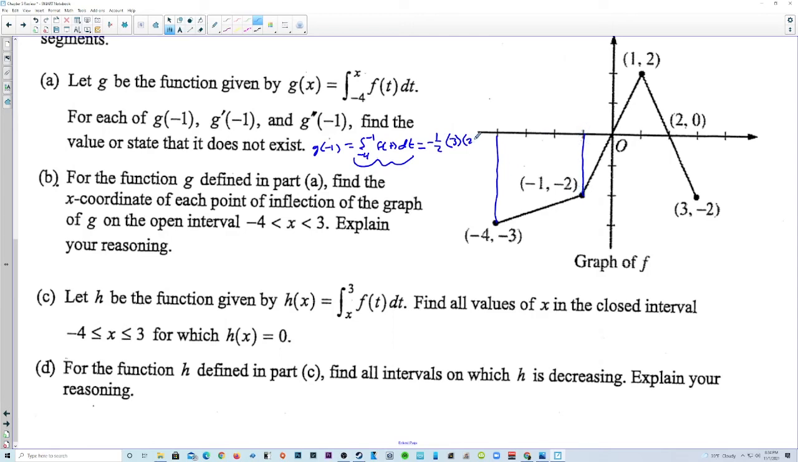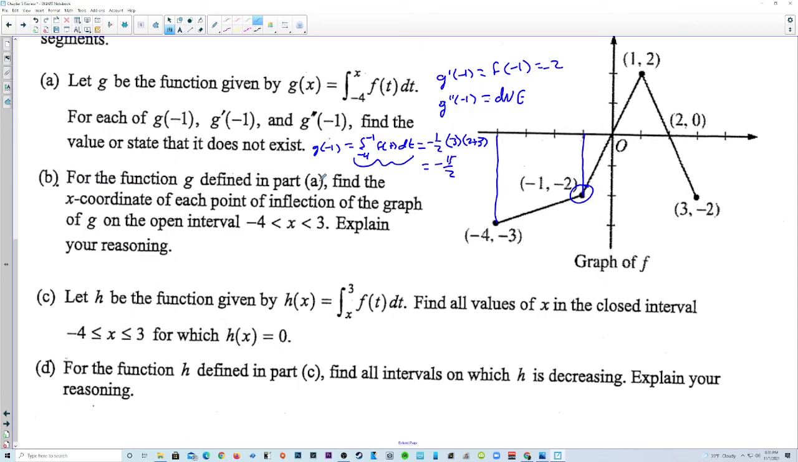Base 1 we can call 2. Base 2 we can call 3. So that's, was that a 3? 5, 15, negative 15 halves is what I'm getting there. G prime of -1 is equal to f of -1, because the derivative of the integral is going to be that function. So f of -1 is negative. G double prime of -1 is going to be undefined, because you can't have a slope at a corner, so it does not exist.